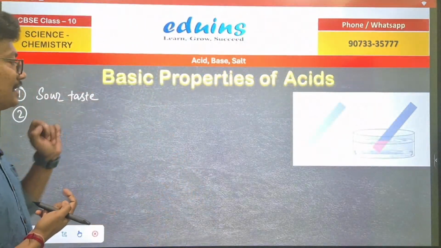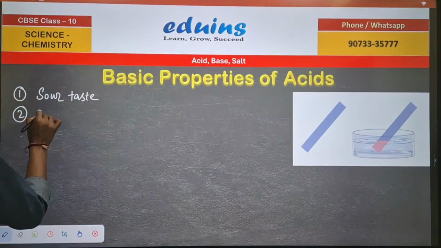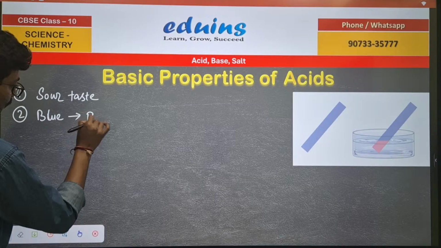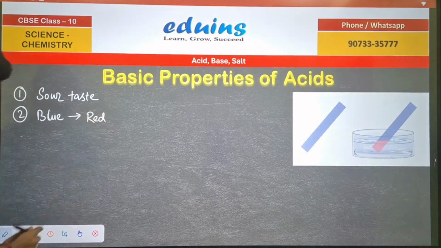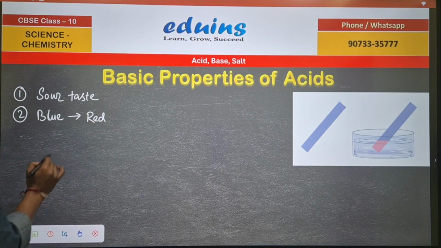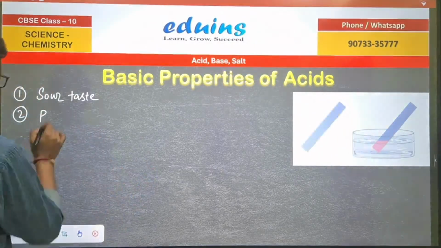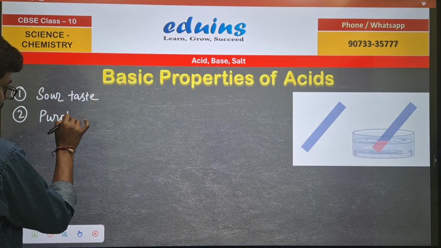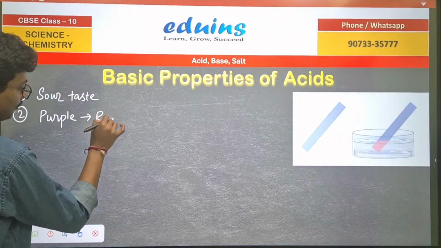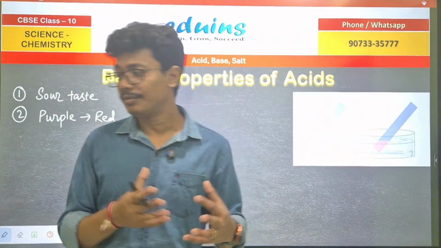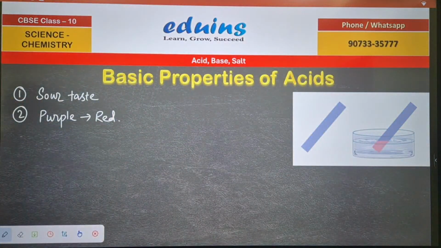The acid changes the litmus color from blue to red. Sorry, the main color of the litmus is purple. So the acid changes the litmus color from purple to red.